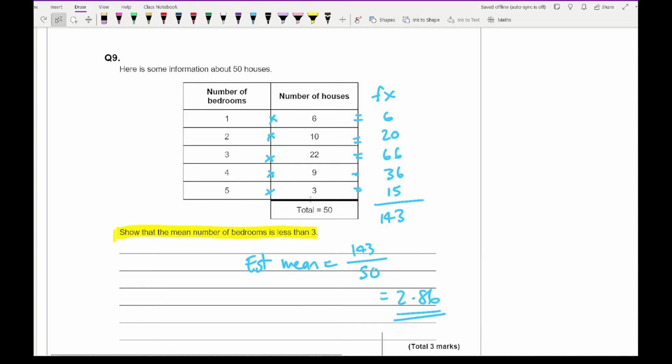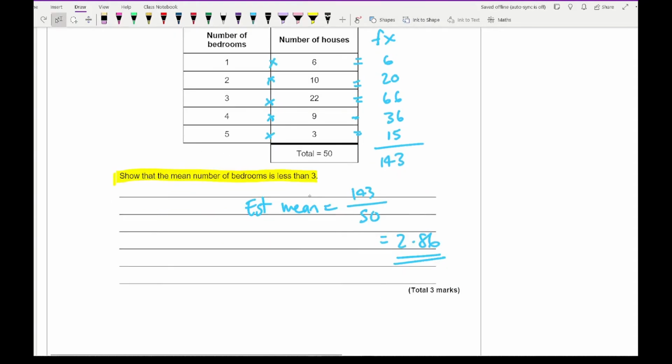So therefore, what I then need to do is show that this, 2.86, is less than 3. Now you can use inequalities, or you can just say basically that this is less than 3. And it's really important that you do state that, because it does say to show that the mean is less than 3.